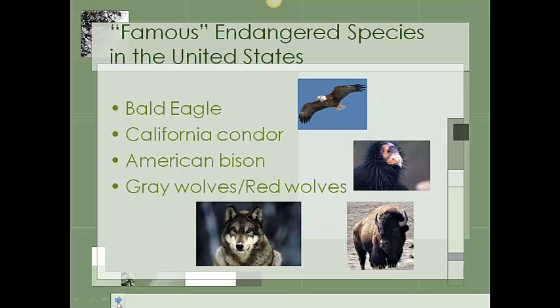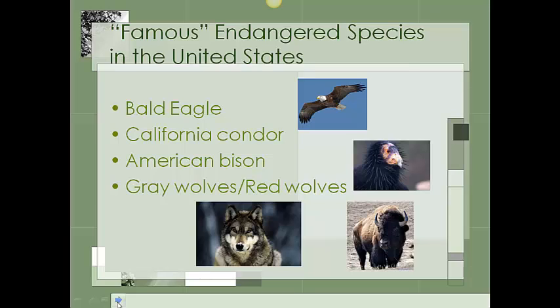Some famous endangered species that you are probably familiar with or maybe have heard of. I think just about everybody knows that at one point the bald eagle was on the endangered species list for the United States. It is no longer on the endangered species list because those numbers have recovered. The California condor was another famous one. American bison, still on the endangered species list. And gray wolves and red wolves are on endangered species lists in some states.